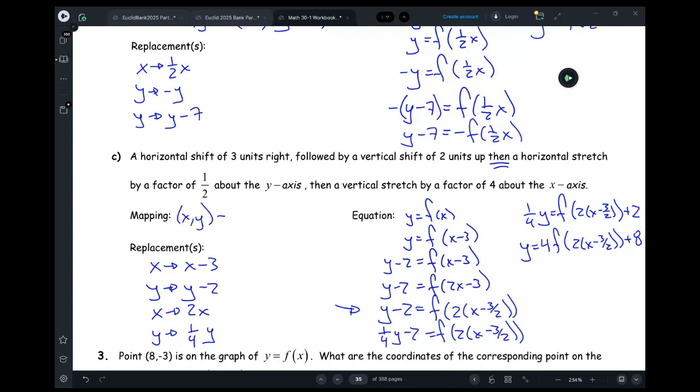And now I'm in a better position to read my mapping off of this. That 2x there becomes a 1/2 x plus 3 halves. And then y becomes 4y plus 8. It's really important to pay attention to that. When they do this in the wrong order, that means the stretch that they get, the translation, I should say, the translation that they give you is incorrect. And you won't be able to read it until you're done and you've simplified those.